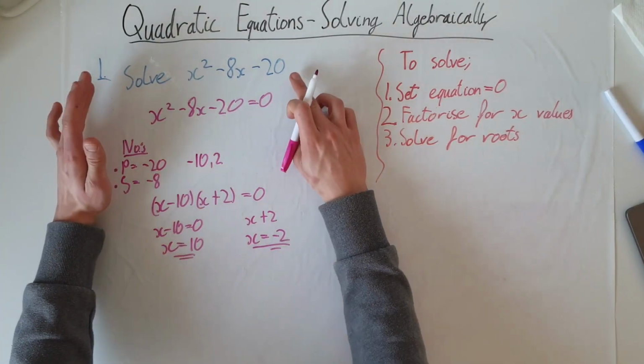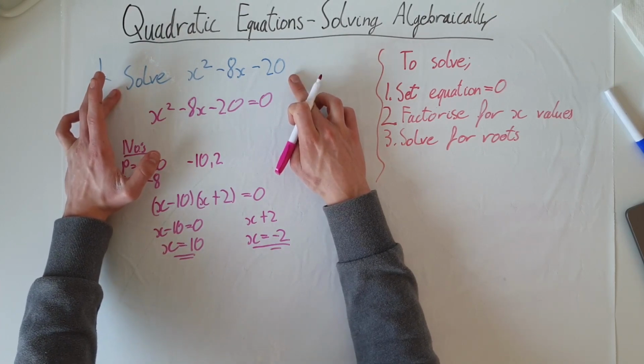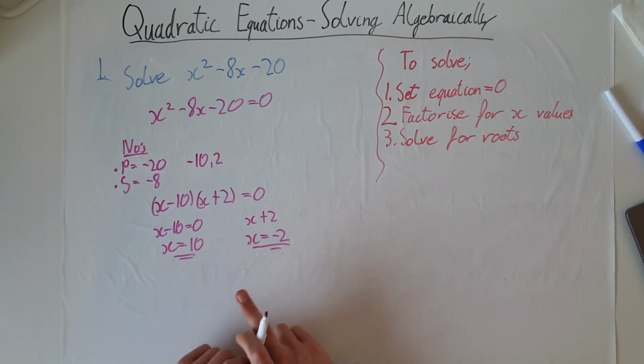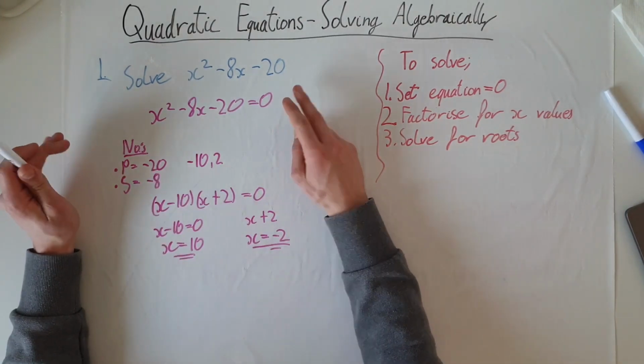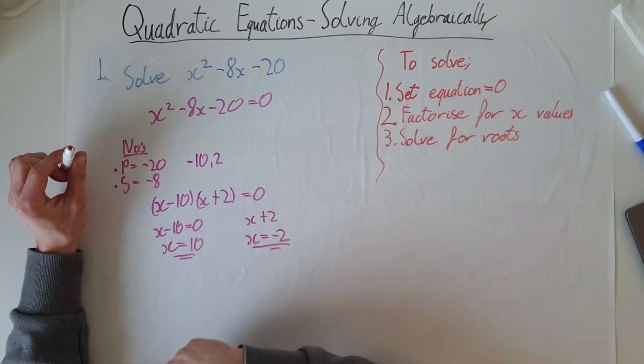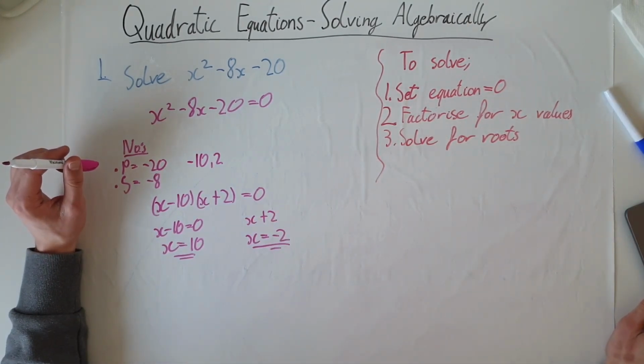And those are our roots, and our solution for our first example: x is equal to 10 and x is equal to minus 2. So as you can see, we just set equal to 0, solve it like any other trinomial, and then find our roots or find our x values. And that's all we have to do. I'll move on to our next example.